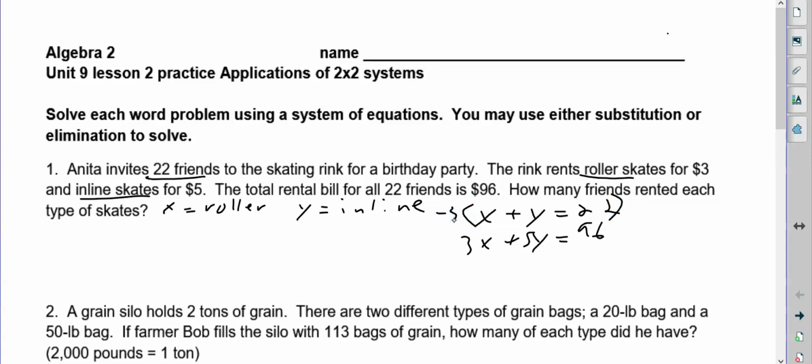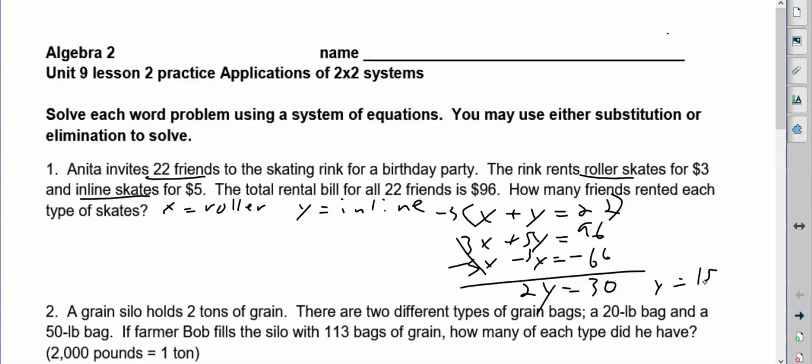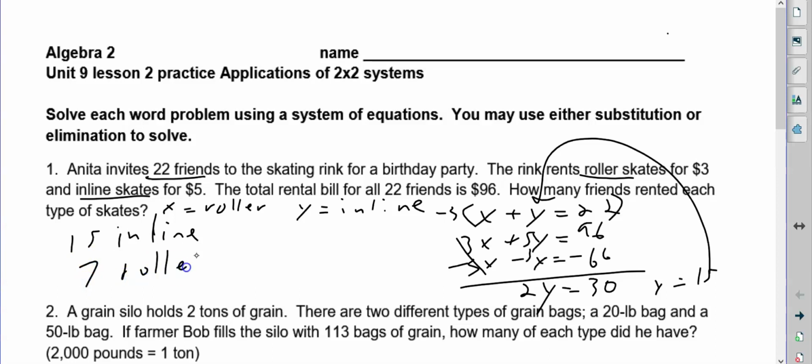I personally like to just immediately multiply this by -3. I could have done -5. I usually go with the smaller number. So that's going to give me -3x, -3y equals -66. Add them together. The x's cancel out. 5 minus 3 is 2y. 96 minus 66 is 30. So that means y equals 15. So that means there's 15 inline skaters. And all we do is take that 15 and plug it in here, subtract it from 22, and find out there were 7 on roller skates.